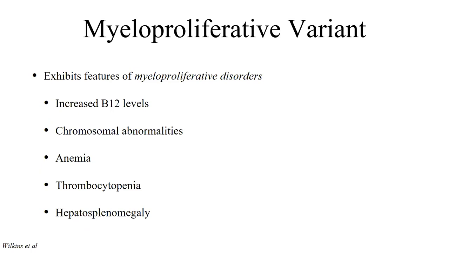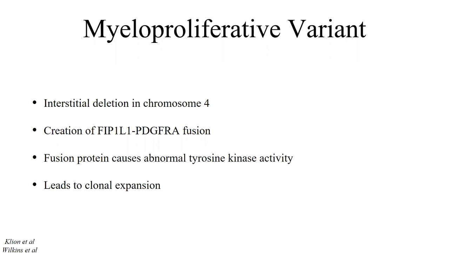In terms of a genetic cause, there are many different mutations that have been studied. In the articles that I was reading, one of the most common ones they talked about was an interstitial deletion on chromosome 4. It creates a fusion protein that alters the tyrosine kinase activity of these cells, and this leads to a clonal expansion. There are many other mutations. Another very common one is a rearrangement of the genes coding for a fibroblast growth factor. Together, these contribute to that.